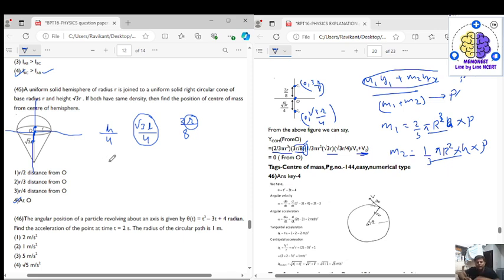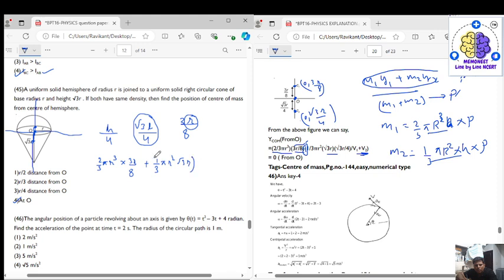I'm writing here what we will be writing: volume of the hemisphere, that is 2 by 3 pi r cube, this is the volume, into its coordinate, 3r by 8, plus volume of the cone, which is 1 by 3 pi r square into h, which is root 3r, right?